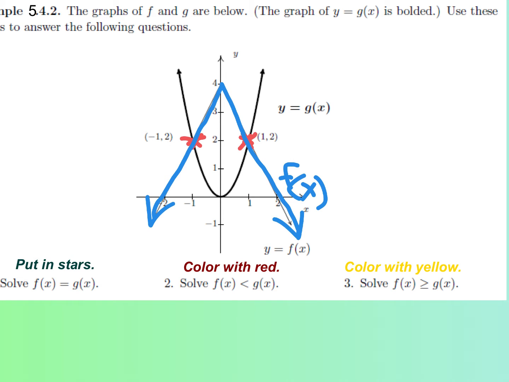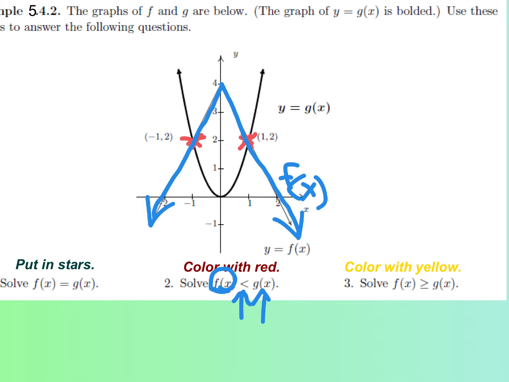Okay? Because it's a lot easier to say, when is the blue one less than the black one? See, this one's the blue one. When is the blue one less than the black one? Color in that area in red. All right, when's the blue one less than the black one? In here and in here.